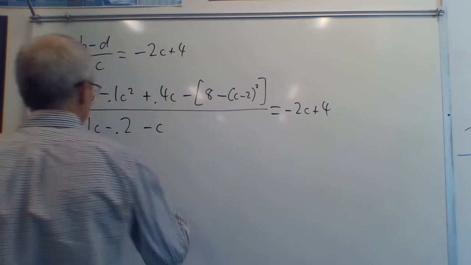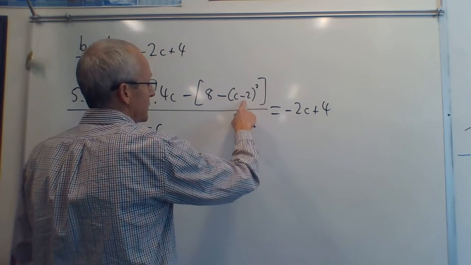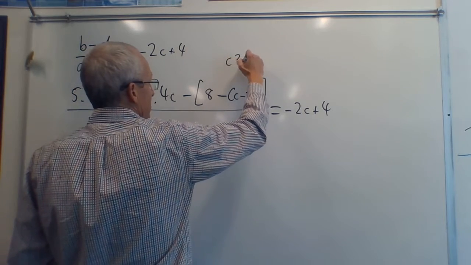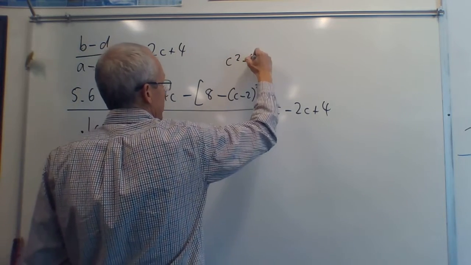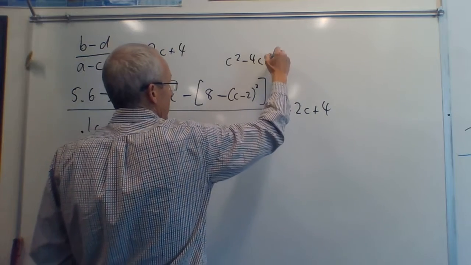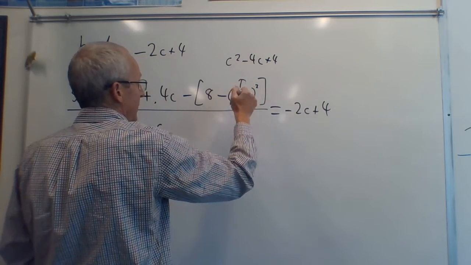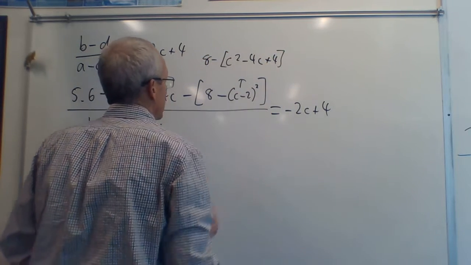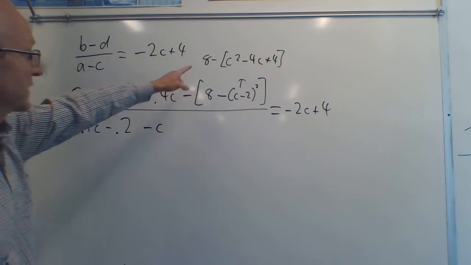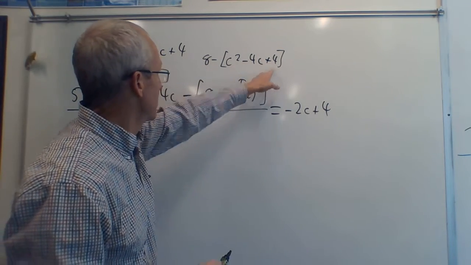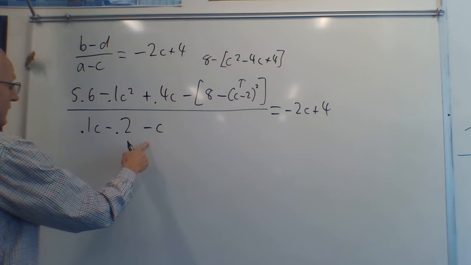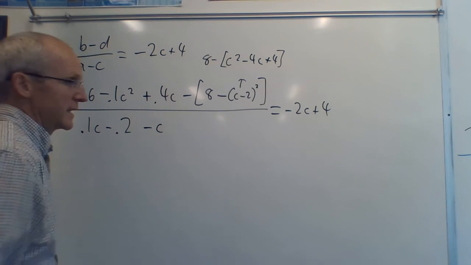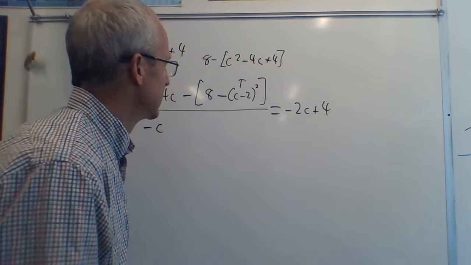Let me get you started. First, let's simplify the top. Let's see, C minus 2 squared is C squared minus 2 times those multiplied together is minus 4C plus 4. That's what that is. And it's 8 minus that, so 8 minus all this stuff. Okay? So the signs are going to change, and we have 8 minus 4, which is 4 there. And on the bottom here, we have 0.1C minus C, which is negative 0.9C.